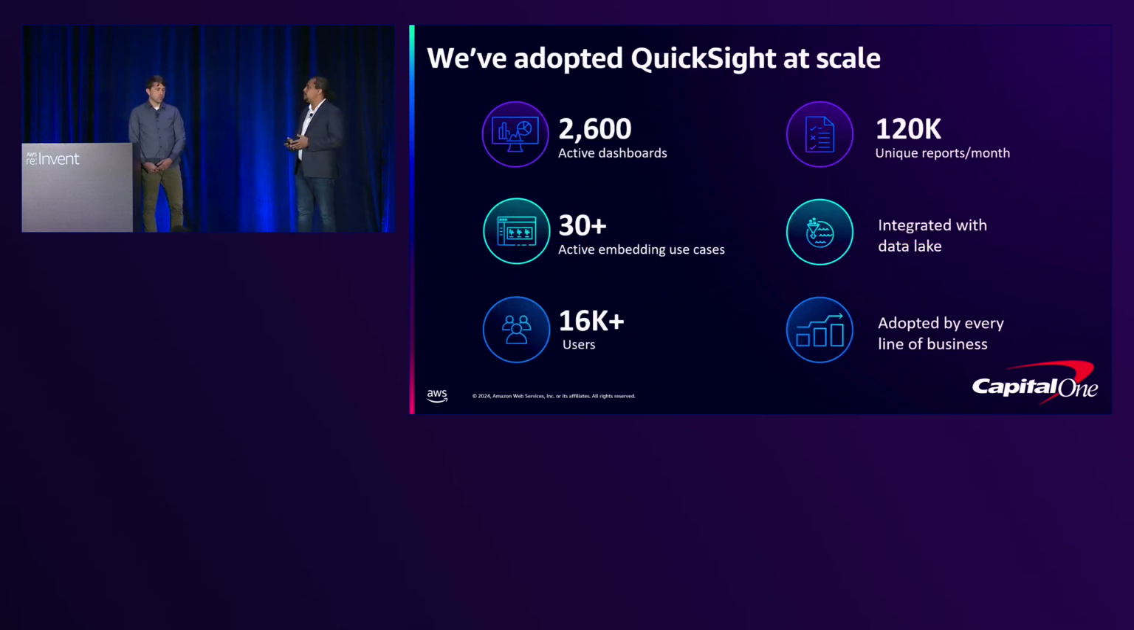QuickSight today is adopted at a very large scale at Capital One. Every line of business is using it. We have 16,000 and more active users using it daily, more than 120,000 unique reports being run monthly. There are 2,600 unique dashboards. We're very good at grooming and ensuring that we only keep active dashboards. And it's fully integrated to our data lake and to the rest of our ecosystem.